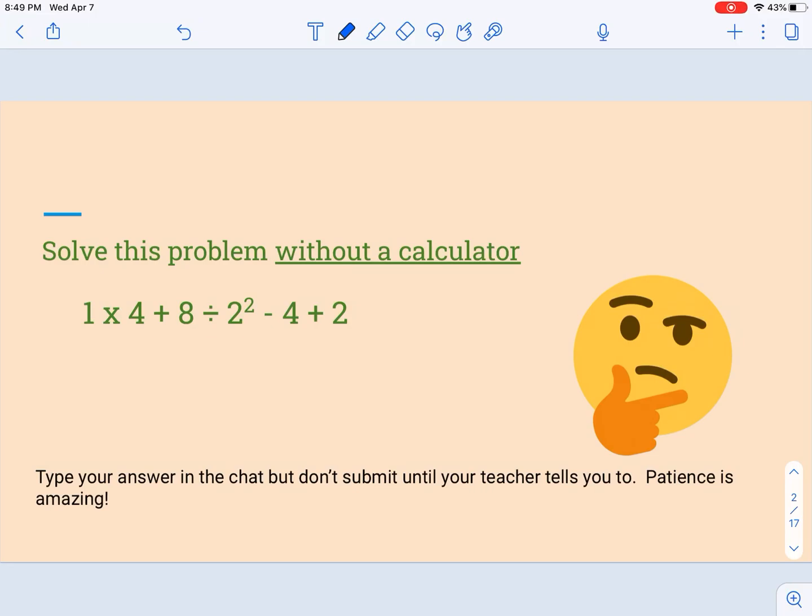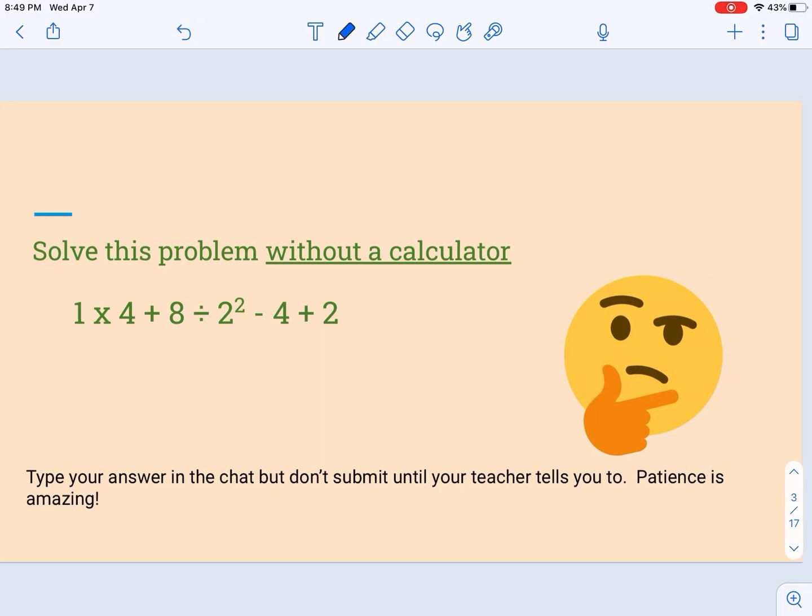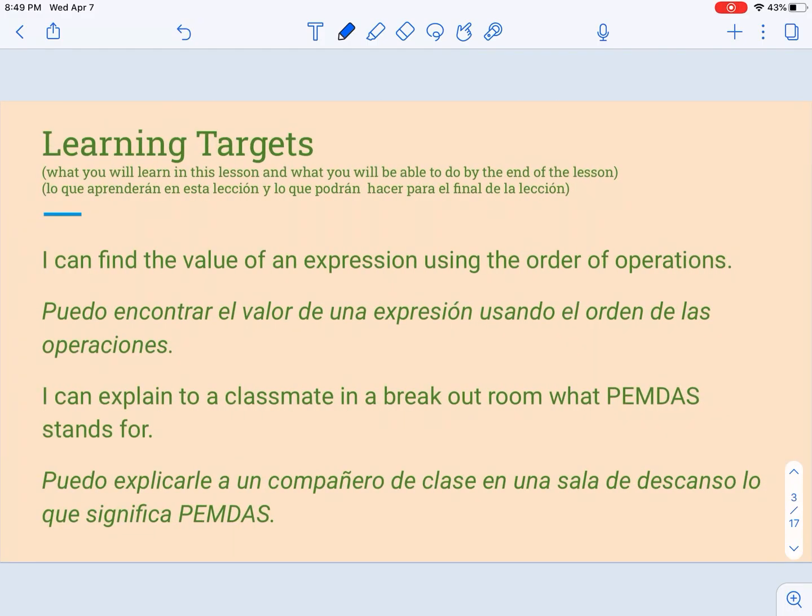Now in class, we put our answers into the chat, and there were many different answers that people came up with. And we're going to look at what the one correct answer is. And that is going to be using something called the order of operations. So today we'll be using the order of operations to solve expressions.